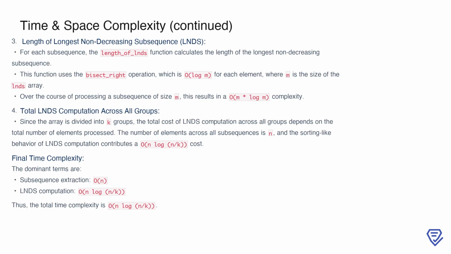Since the array is divided into k groups, the total cost of LNDS computation depends on the number of elements processed across all groups. Since there are n elements in total, the combined cost of LNDS computation sums to O(n log(n/k)). Adding this to the cost of subsequence extraction, the dominant terms in the time complexity are O(n) and O(n log(n/k)), leading to an overall time complexity of O(n log(n/k)).